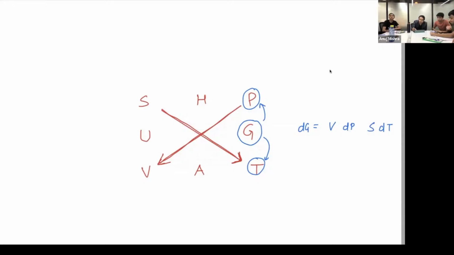Now the rule is, if the arrow is away from you, like in the case of p, where is the arrow? It is shooting out from p. It's moving away, so it's positive. And if the arrow is hitting you, it's negative. So dg is how much? v dp minus s dp. Is the code clear?